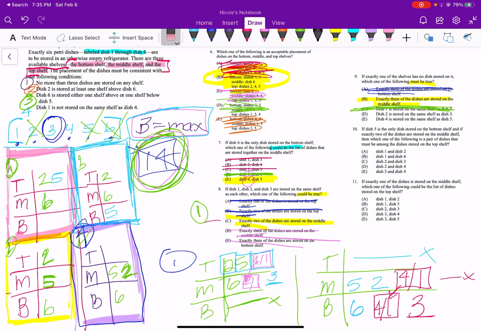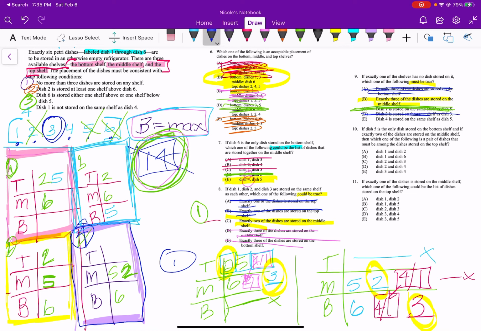D, dish 2 is stored on the same shelf as dish 3. Actually, that never happens. If you look here, we have 2 on the middle and 3 on the bottom here. And in this scenario, we have 2 on the top and 3 in the middle. So that for sure cannot be our answer.